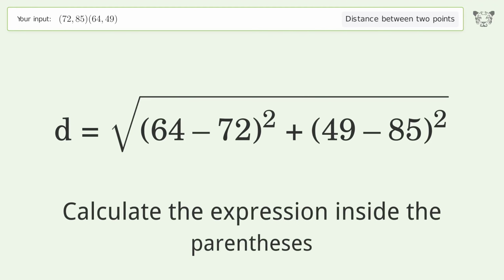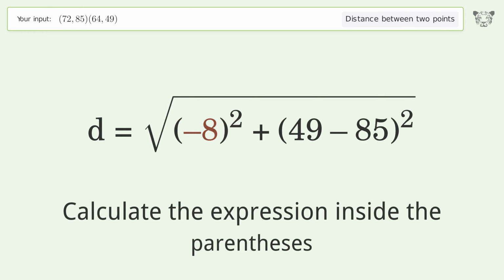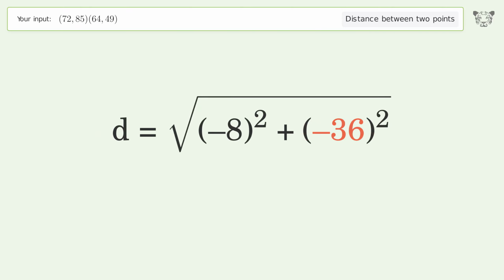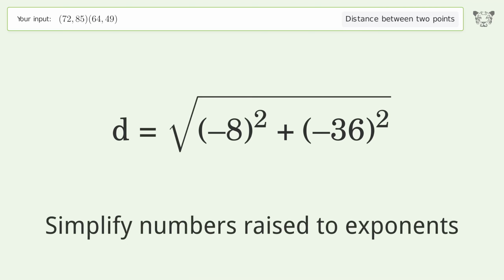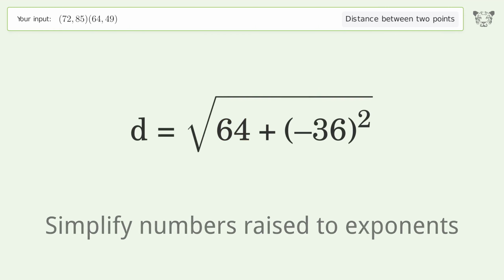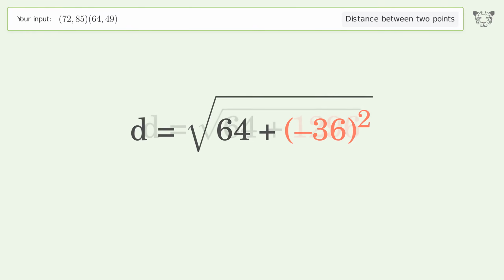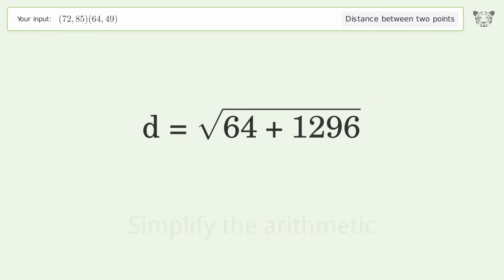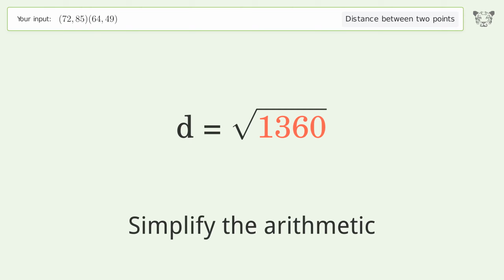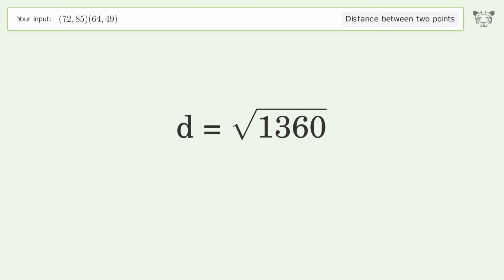Calculate the expression inside the parentheses. Simplify numbers raised to exponents. Simplify the arithmetic. And so the distance between the 2 points is the square root of 1360, or 36.878.